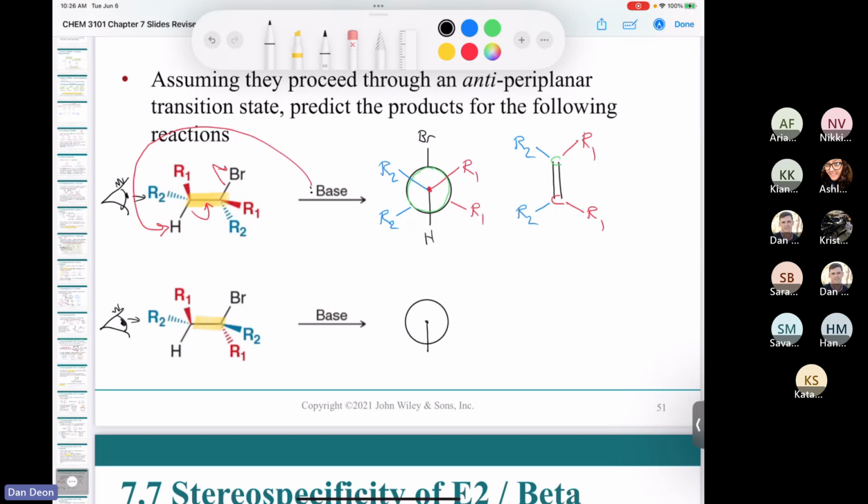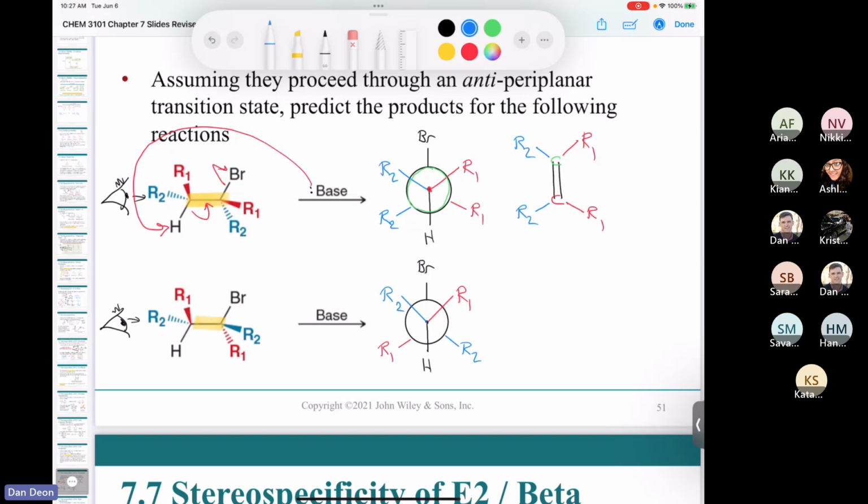On the carbon in the front, I've got my hydrogen going down. I've got R2 going up and to the left. I've got R1 going up into the right. I've got my bromine that's antiperiplanar, so that's good. And now I've swapped the groups in the back. I've got my R1 going down into the left, and I've got my R2 group going down into the right.